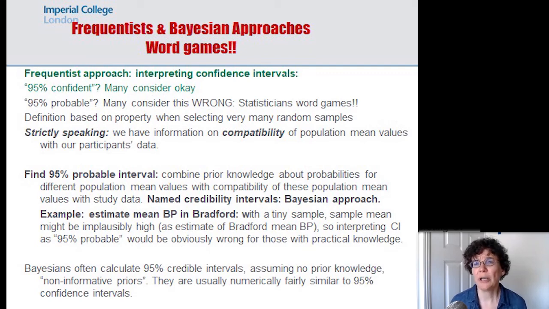But on the other hand, Bayesians often calculate 95% credible intervals assuming no prior knowledge, which technically is called non-informative priors. And usually these intervals are numerically pretty similar to 95% confidence intervals. So if you're informally thinking with your 95% confidence intervals that you've got 95% probability the population mean lies within the confidence interval, then you're along the right tracks. It's not quite technically correct, and it might not get you marks in an exam, but at least you've got a sense of what a confidence interval is.